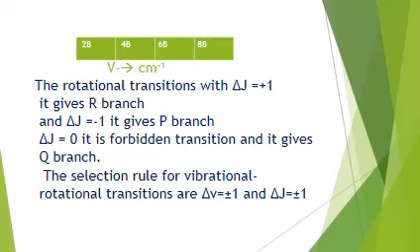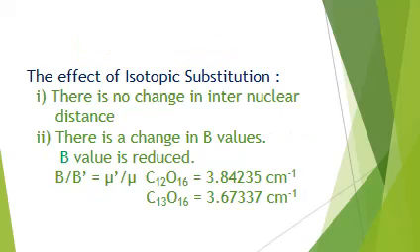The selection rules for rotational vibrational transition are Δv equal to plus or minus 1 and ΔJ equal to plus or minus 1.